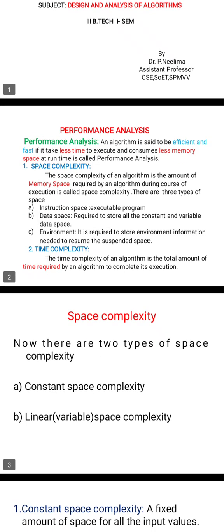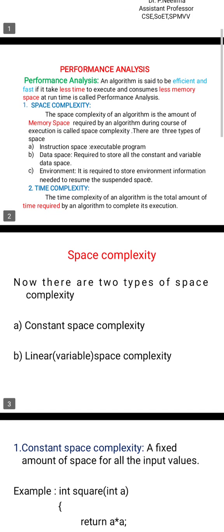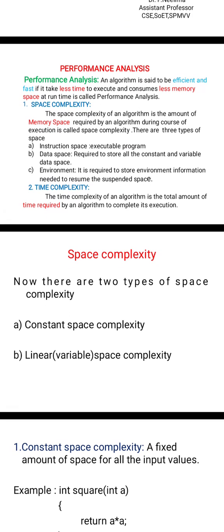First one is, what is meant by space complexity? The space complexity of an algorithm is the amount of memory space required by an algorithm during the execution. There are three types of space: instruction space, data space and environment space. Second one is time complexity. The time complexity of an algorithm is the total amount of time required by an algorithm to complete its execution.